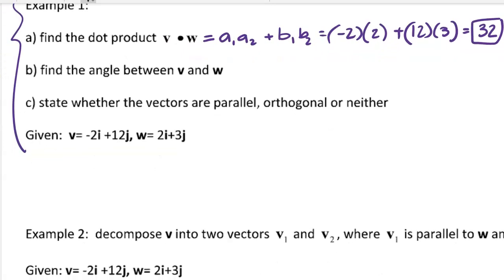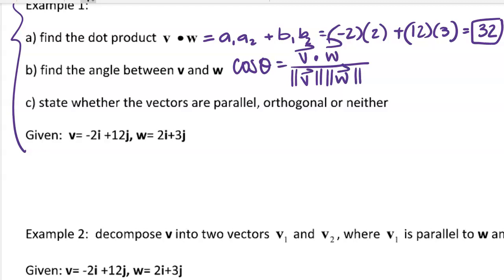Then part two says, find the angle between your two vectors. Go look back at your notes. Paige, can you please give me the angle formula between two vectors? Cosine theta equals vector v dot vector w over the absolute value of vector v times the absolute value of vector w. So the magnitude of v times the magnitude of w.